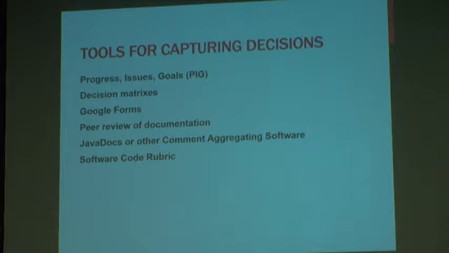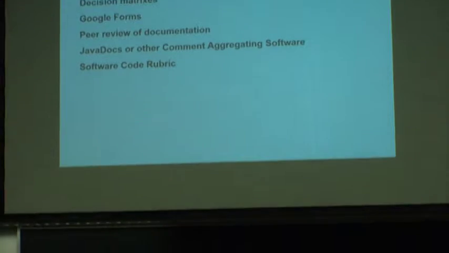And then there's also a software code rubric, which has been created for EPICS, and it looks at human-centered code. So if you are on a code team and you want to be able to judge the quality of code and human readability of code, I can get that software code rubric to you.